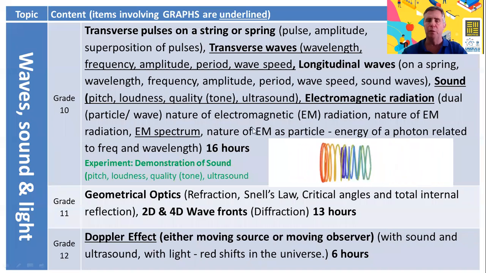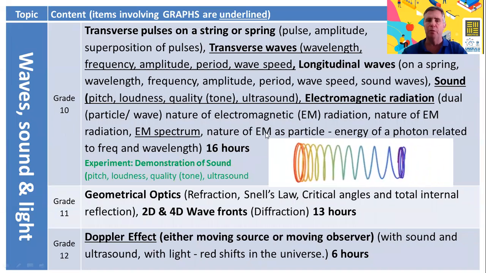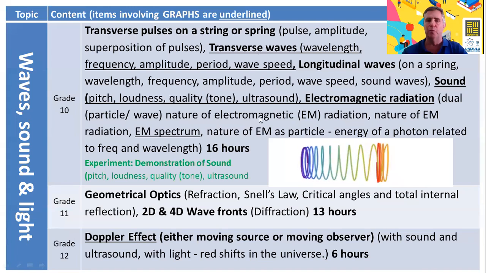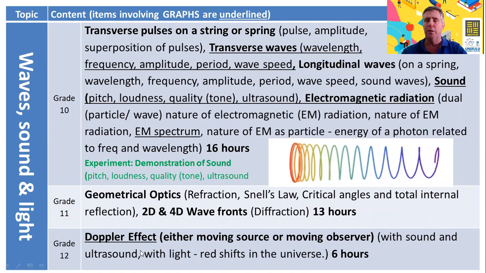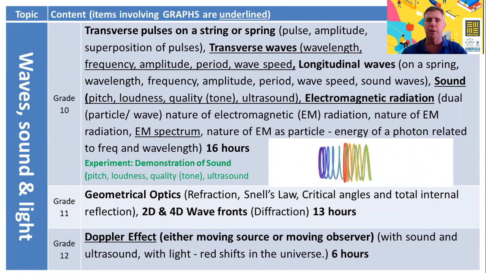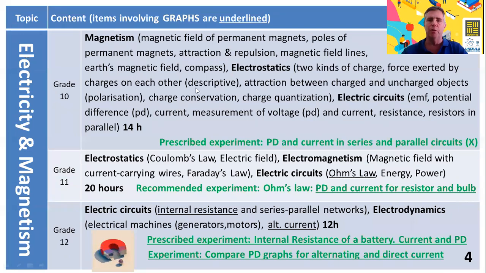Moving on to waves, when we start with waves, they're represented as graphs, transverse and longitudinal waves, and especially in grade 12 the Doppler effect doesn't usually involve graphs, but it can also involve graphs. Moving to electricity and magnetism, particularly in grade 11, potential difference in current for resistor and bulb, Ohm's law, that involves graphs. We will do those experiments.